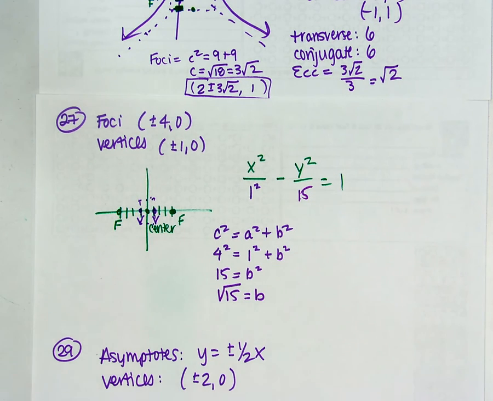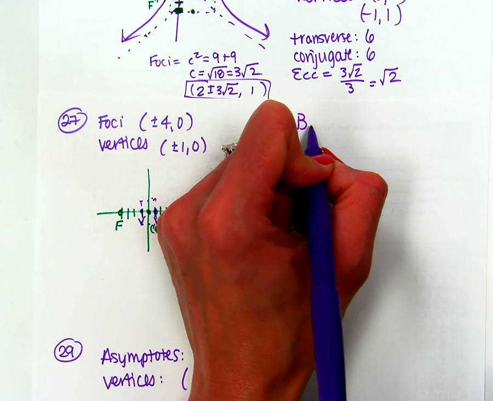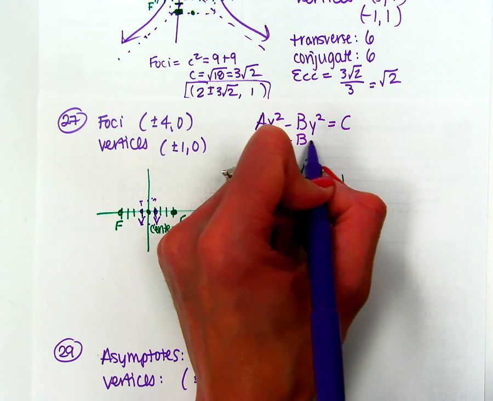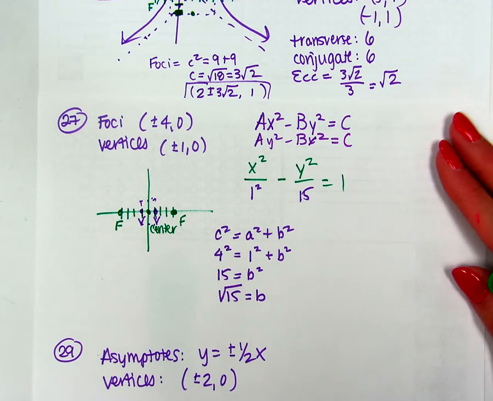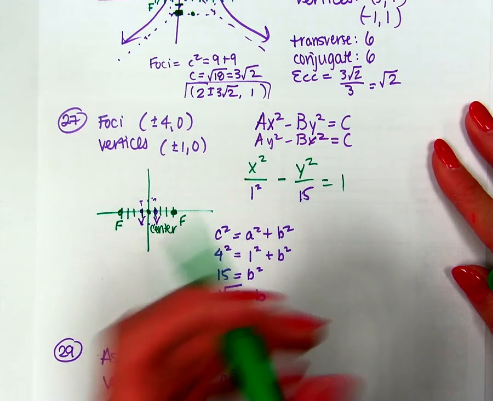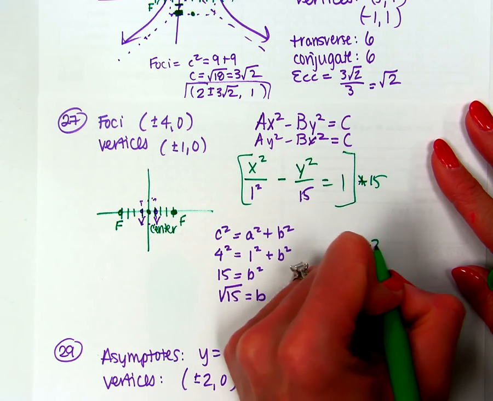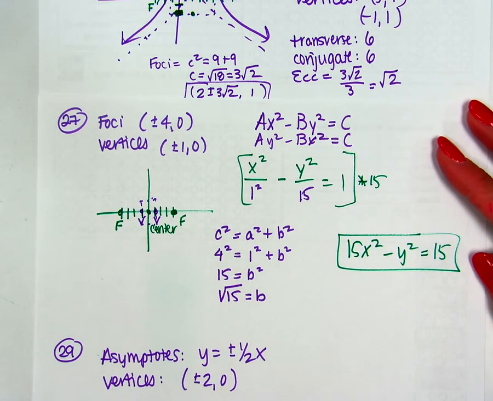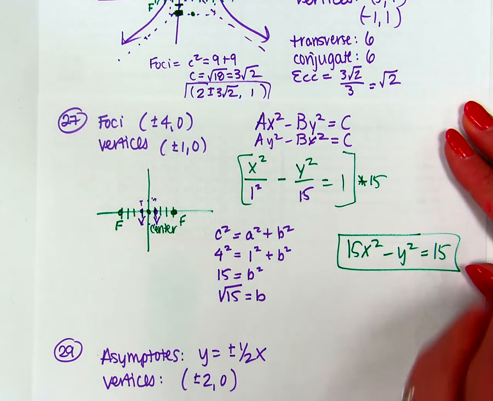And then they do want you to write the equation so that it's not equal to 1, but in the form ax squared minus by squared equals c, or ay squared minus bx squared equals c. So basically, get rid of your denominators. What can I do to get rid of my denominators? If I multiply everything by 15, then I'm going to get 15x squared minus y squared equals 15. And that's your answer. Typically, we would ask you for just this answer, but if it was multiple choice, it could ask you for the answer like that.